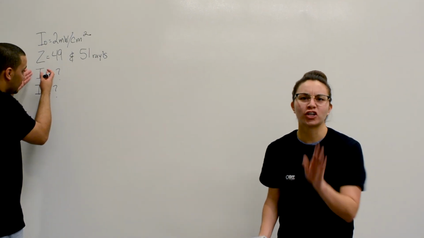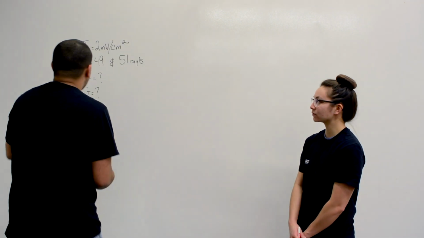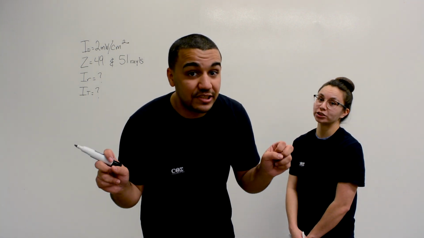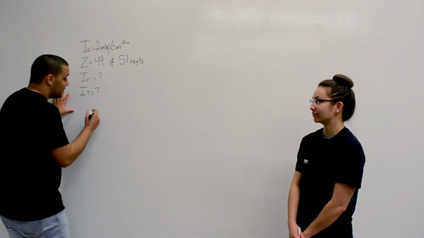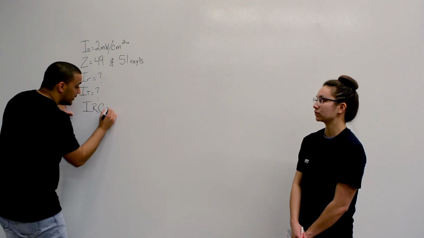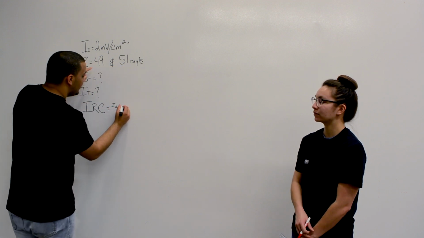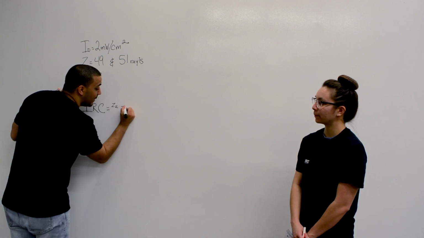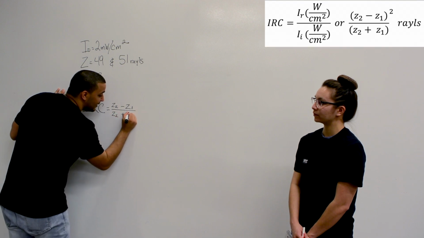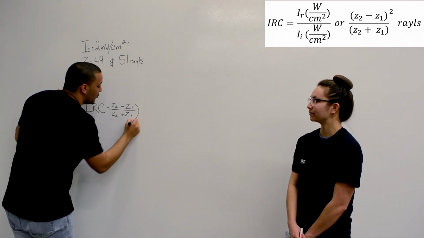So let's start off with the equations. To solve for the intensity reflected, you're going to need your intensity reflected coefficient, the IRC. IRC equals impedance number 2, Z2, minus impedance number 1, Z1, over Z2 plus Z1, and you square that.